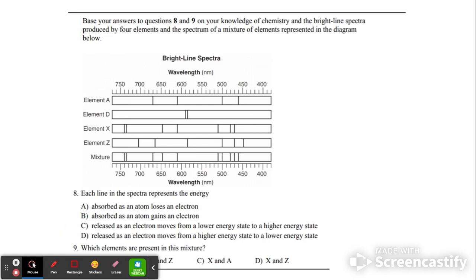Question 9. Which elements are present in this mixture? The answer is C, because we can easily see that the bright line spectra of the mixture corresponds to that of both A and X. Thus the answer is C for question 9.